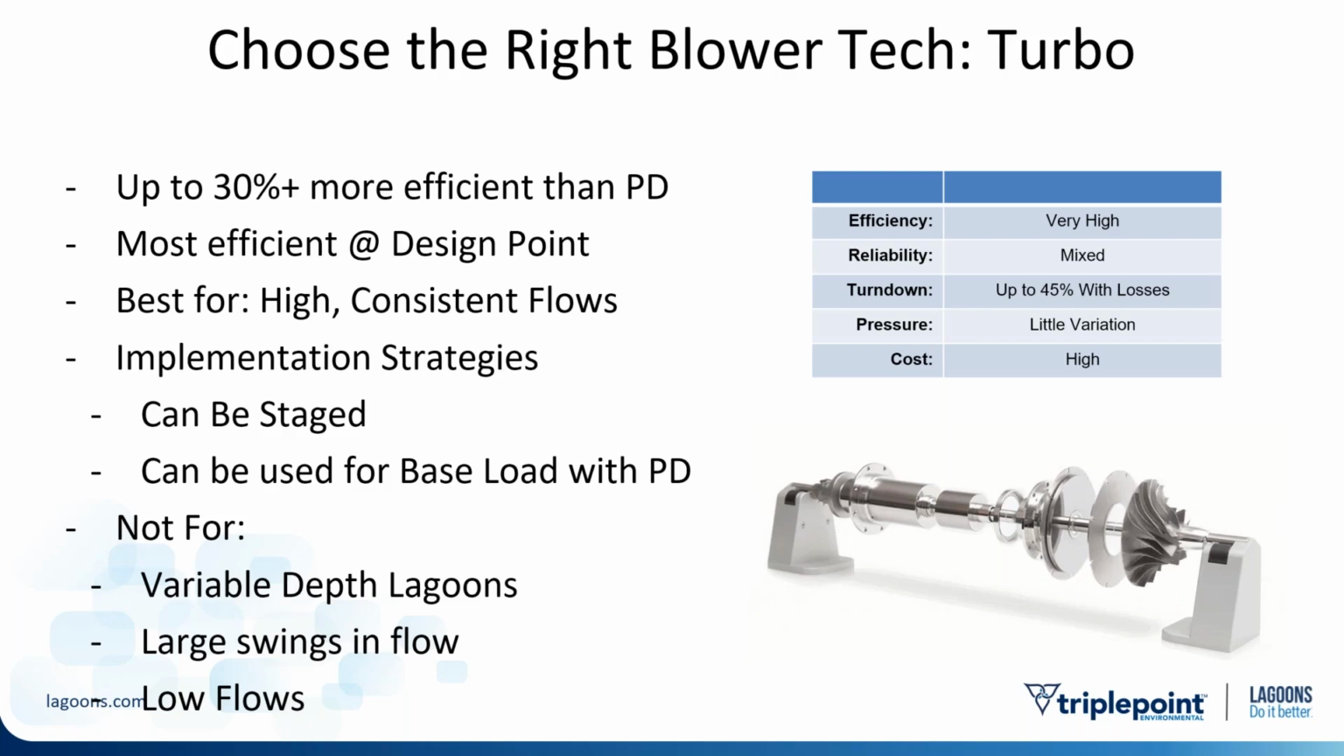They also aren't very good for large swings in airflow. If you need the plant to work at 2000 SCFM, like the last example, up to 5000 SCFM, this is not the right technology for it. It's not efficient across that continuum. And it's also not very efficient for low flows. If you're looking for a 200 SCFM plant for a really small lagoon in Oklahoma, this is not the right technology. It's very much for high flow applications.